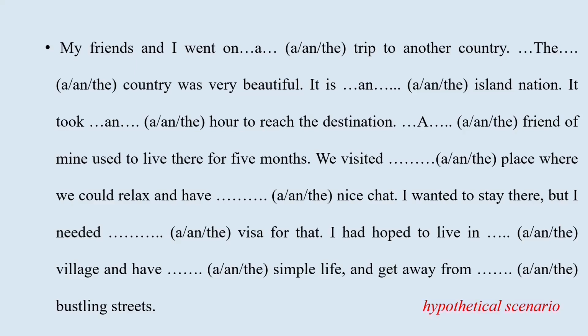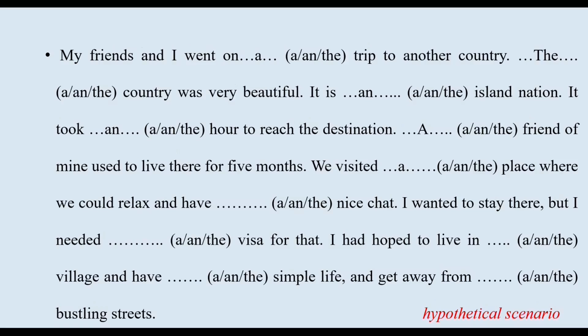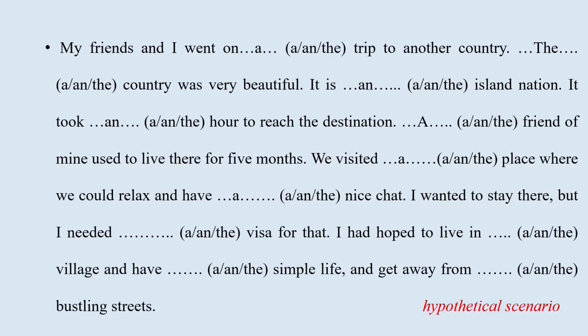We visited blank place where we could relax and have blank nice chat. The speaker is not talking about a specific place and a particular place is mentioned for the first time. Moreover, the word place begins with the consonant. The answer should be a. We visited a place where we could relax and have blank nice chat. For the second space, the answer should be a because they had a casual talk and it's mentioned for the first time. We visited a place where we could relax and have a nice chat.